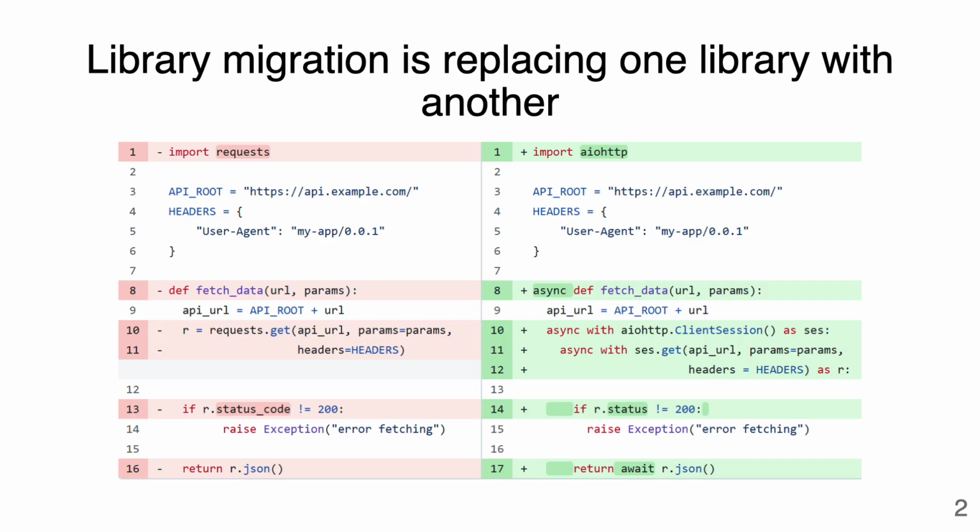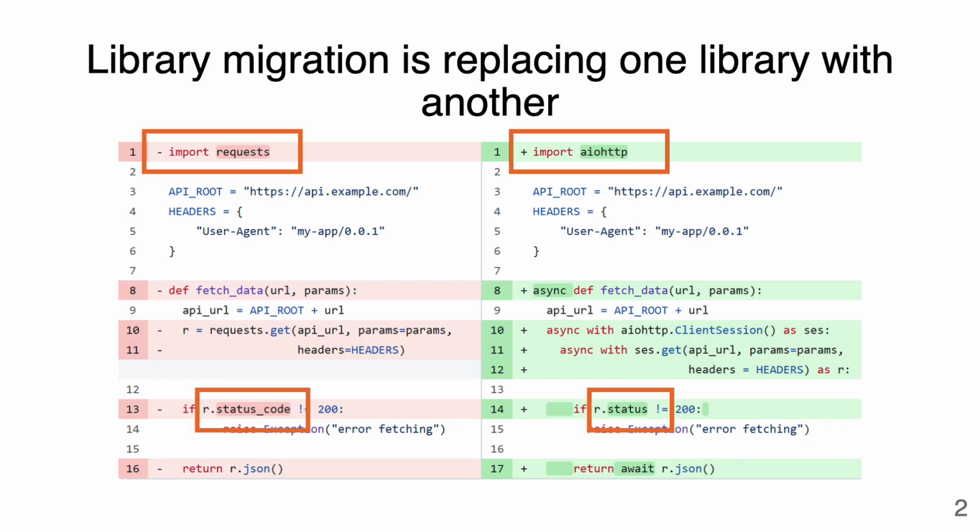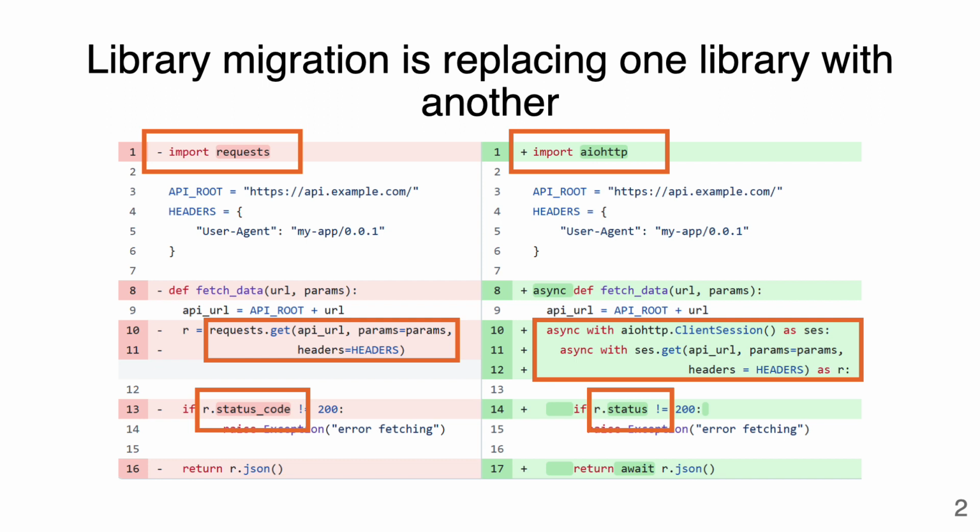So let's look into what it entails to do this migration. The first thing the developer needs to do is change the import. The next thing they need to change is the name of the status field, so the status field name is different. And as you can see, the requests.get function got replaced by two other functions. And then the developer had to add some async and await keywords. So as you can see, it takes several code changes, and doing this manually can be time consuming and error prone.